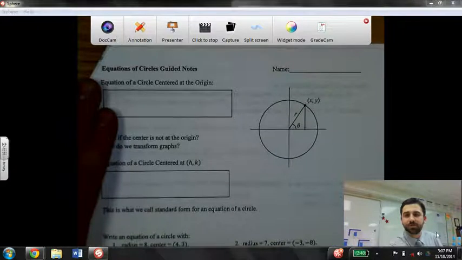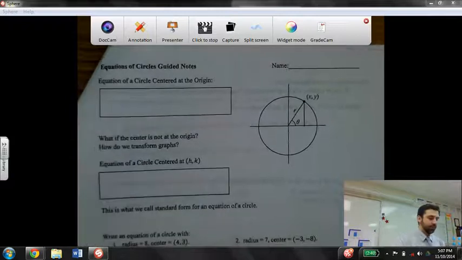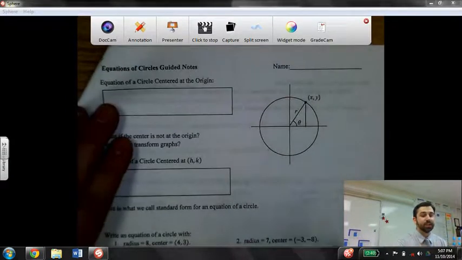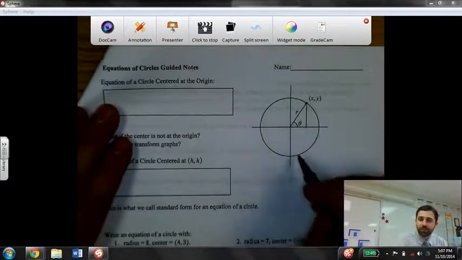In this video, we're going to talk about the equations of circles. So in this first little box, it asks for the equation of a circle centered at the origin. So I'm going to use this image here.